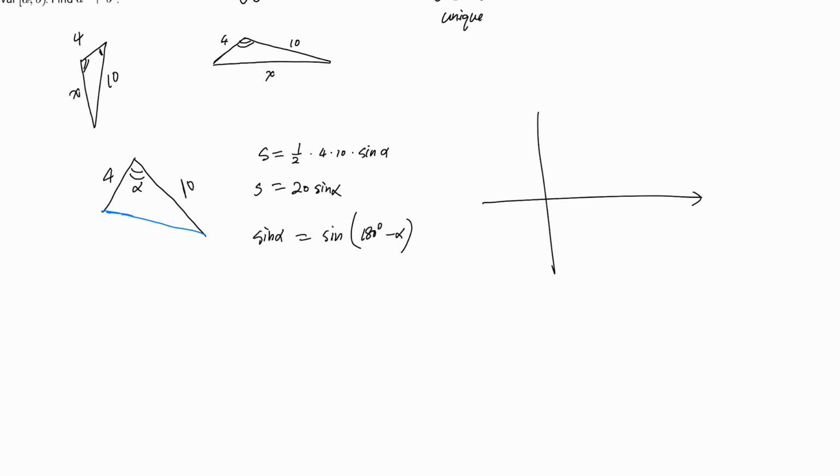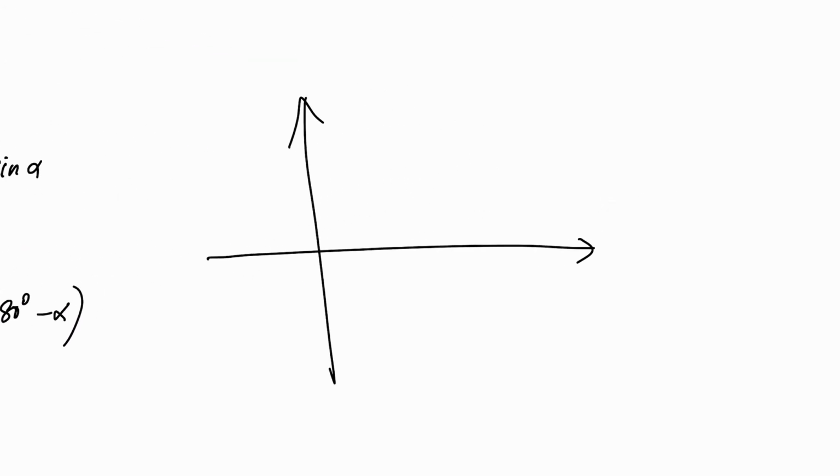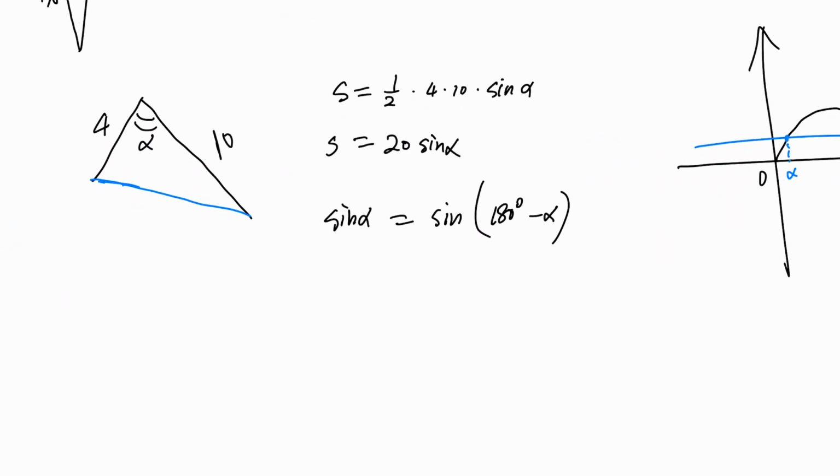Well, we can take a look at the standard sine curve, and that looks like this from 0 to 180 degrees. And the only case where two of them intersect with the same y value, you should say, is alpha and 180 degrees minus alpha, which means that is the only case.